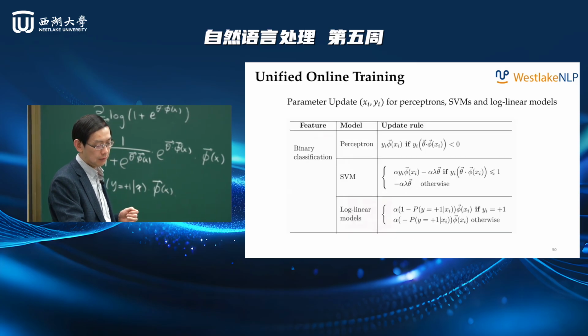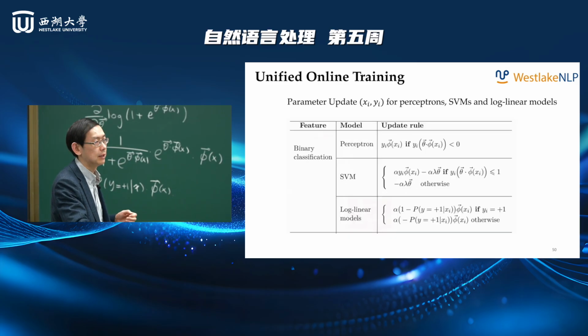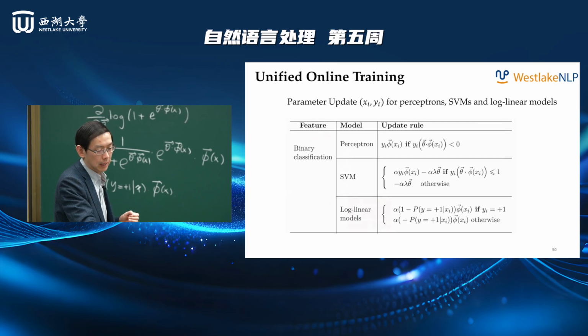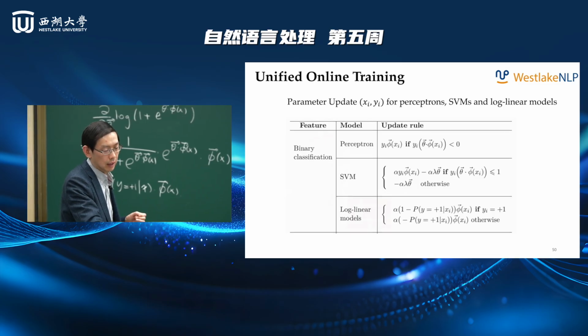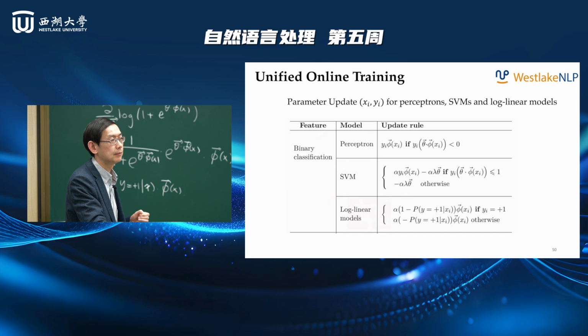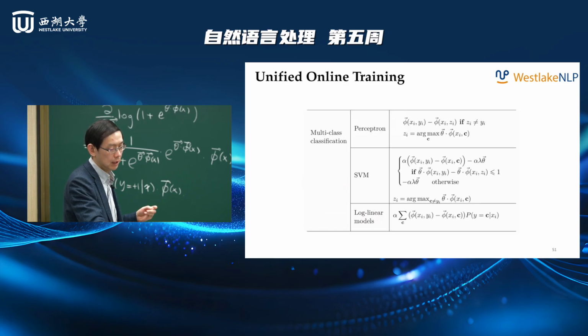So for binary classification, I summarize the parameter updates. You can look at them again. So perceptron, SVM, and log linear models. The first two have conditions. The third one is unconditioned. Similarly, for multi-class classification, okay, I summarize the parameter update into this form. Okay.